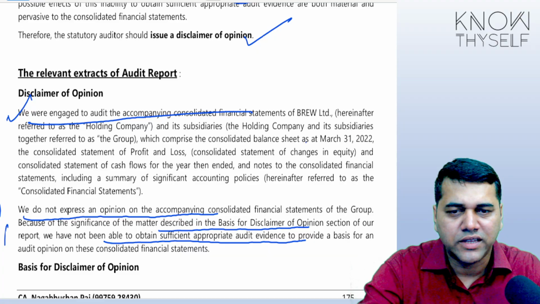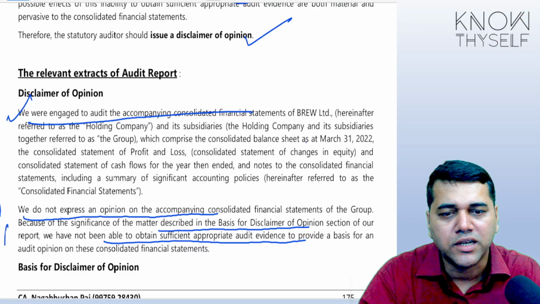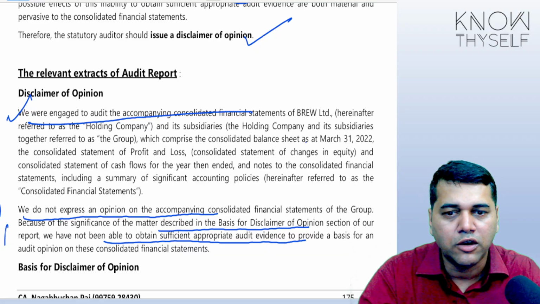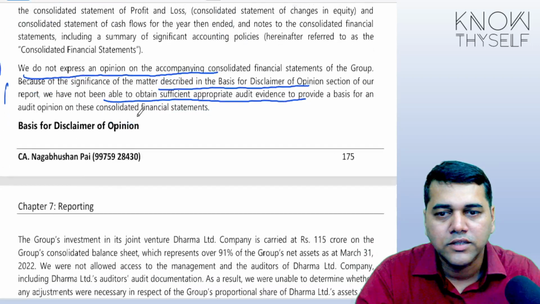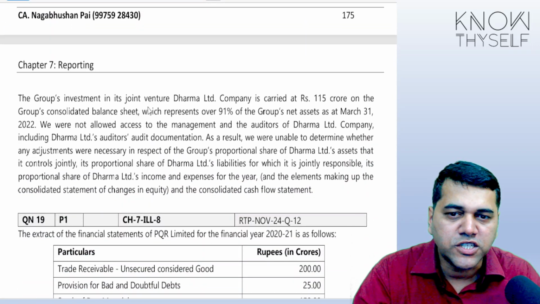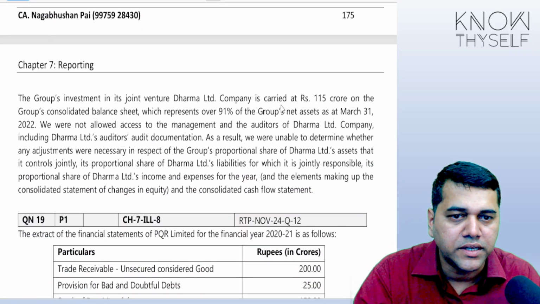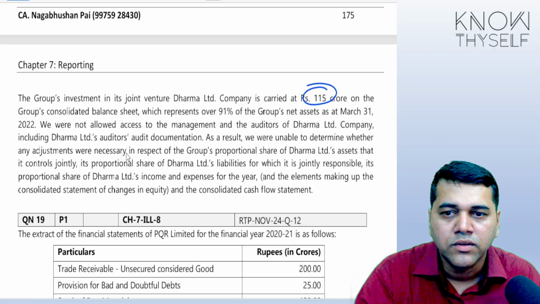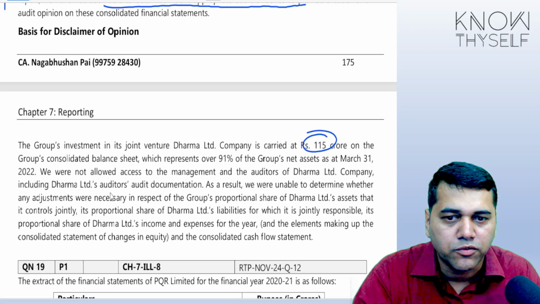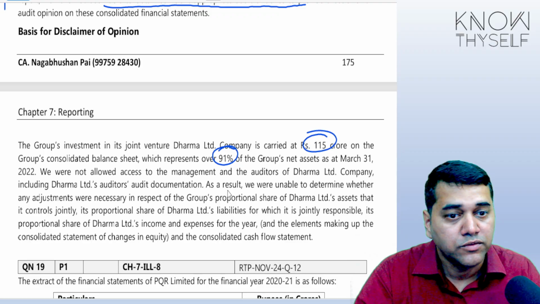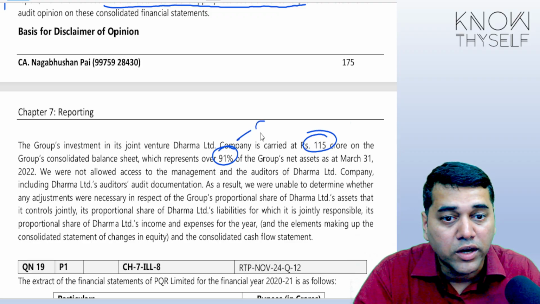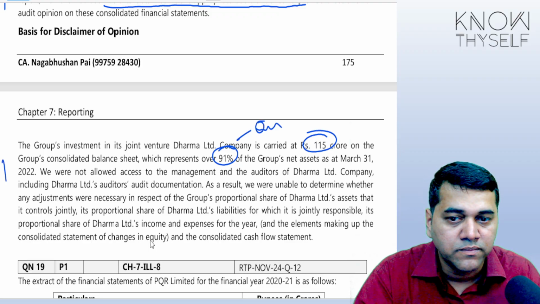Now, I'll show you, students. Today I came across one document called a marking scheme. I'll just show you how it looks. Just see that. The group's investment in the joint venture Dharma Limited is carried at 115 crore. So you start explaining the basis, which is 95%, which is very high, because you have to state the quantitative thing. So 1 mark for this.